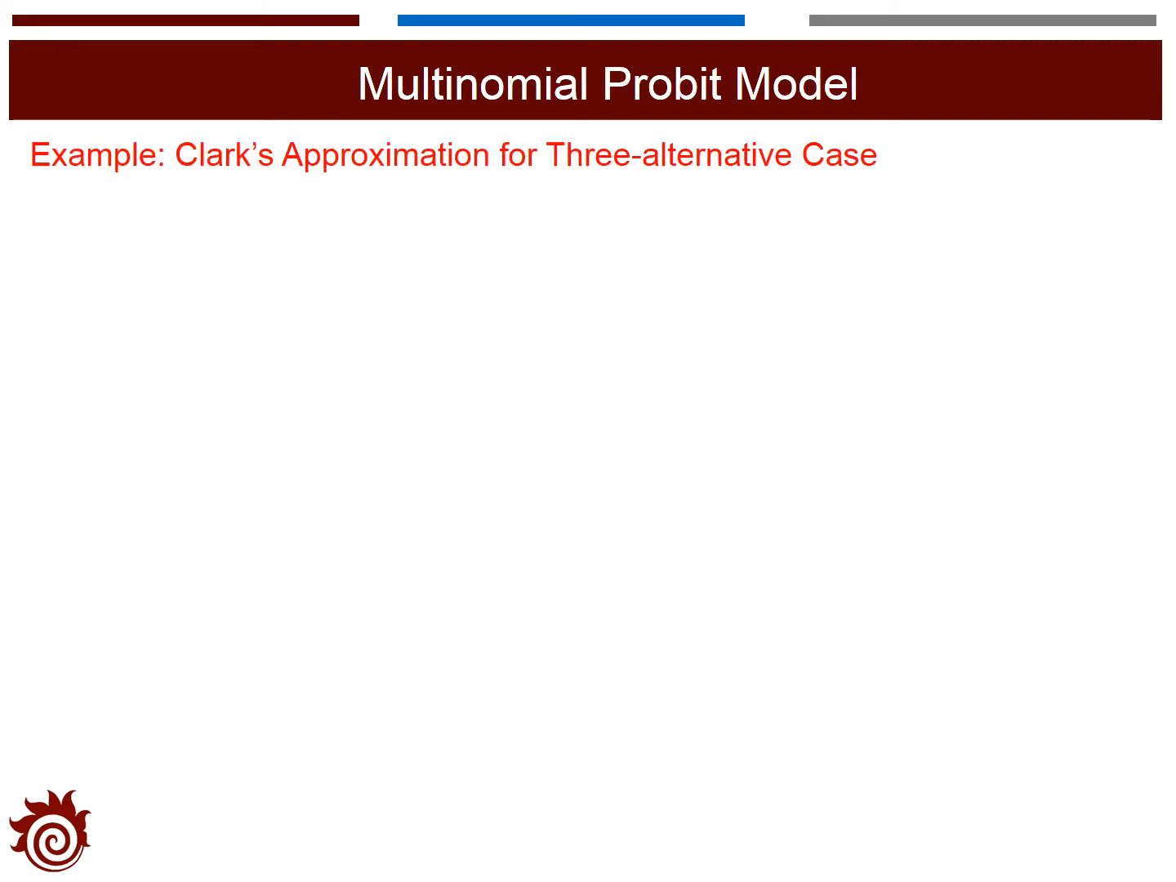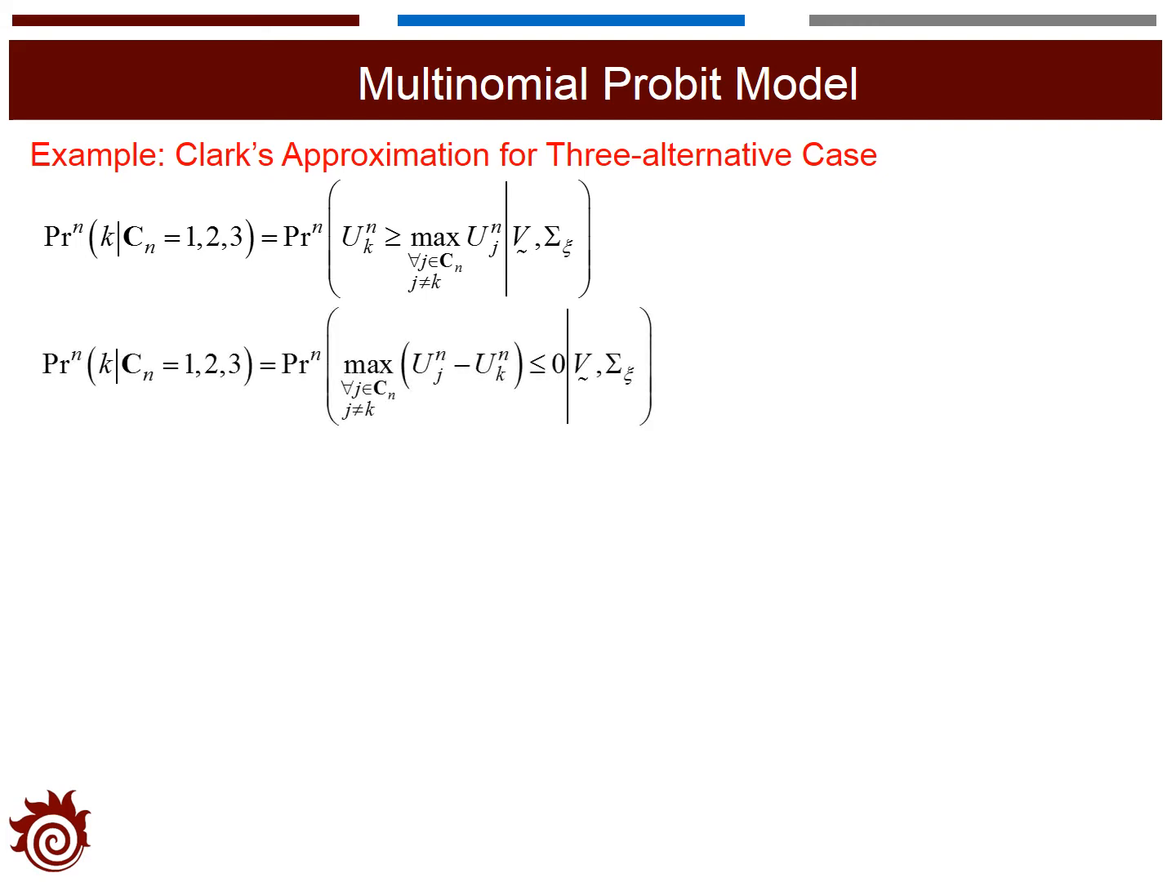Let's see how we can apply Clark's approximation for a three-alternative case. The probability of taking alternative k is just the probability that utility k is the highest one. Then we can make a slight modification to the probability. It becomes the probability that the maximum of uj minus uk is always smaller than 0. Here j is not the same as k.